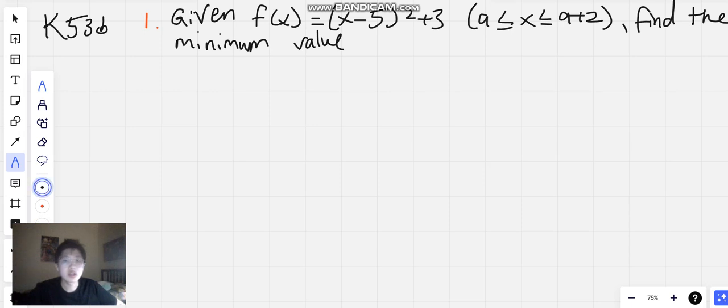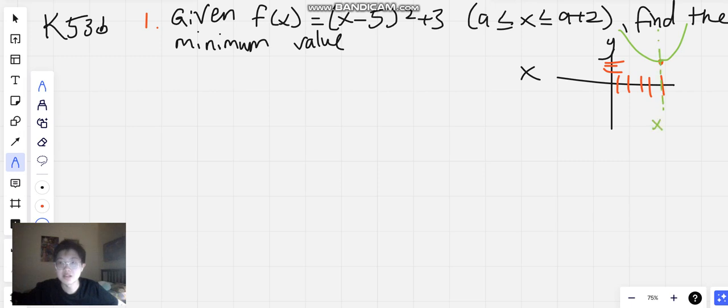Because it's important to note that, if we draw this graph out, let's say x, y, the vertex is going to be at, hopefully you guys can recognize this from previous practices, x equals 5, and then y is equal to 3. And then I will go ahead and graph just a general graph, like something like that. But this axis of symmetry is at x is equal to 5.